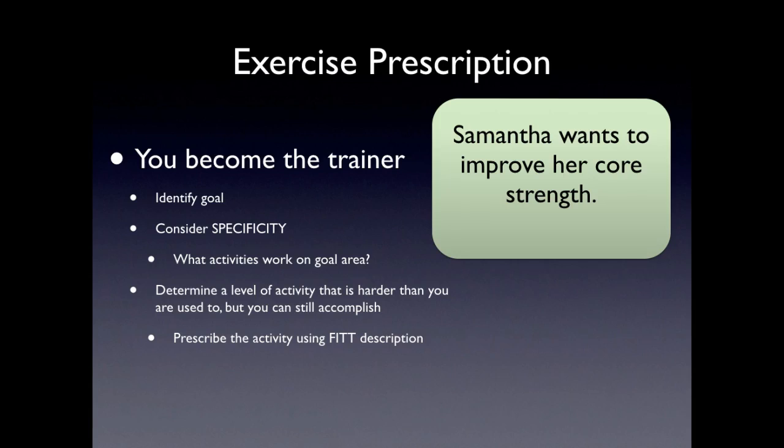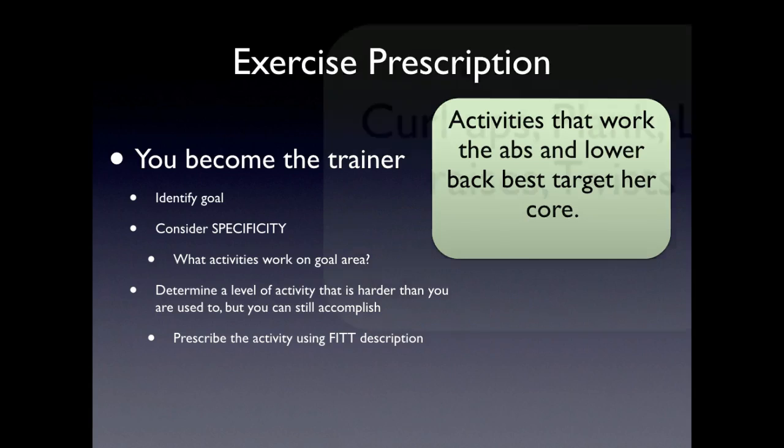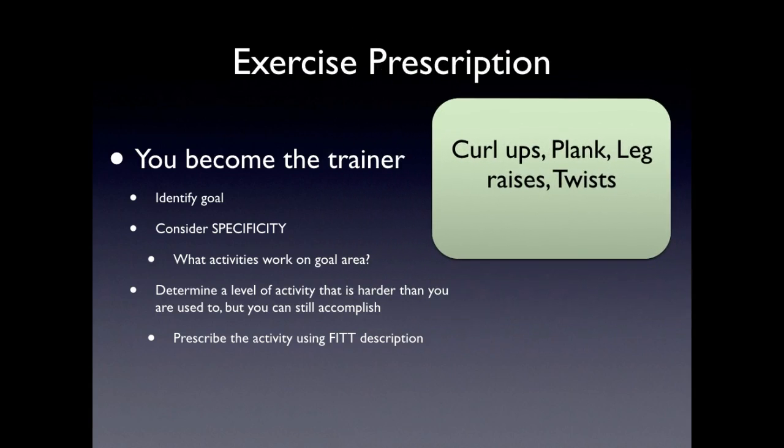Keeping the principle of specificity in mind, we know the best way to improve core strength is to do exercises that involve abdominal muscle, lower back muscle, and her obliques, the sides of her stomach. So this will include exercises like curl up, plank, crunches, twists.